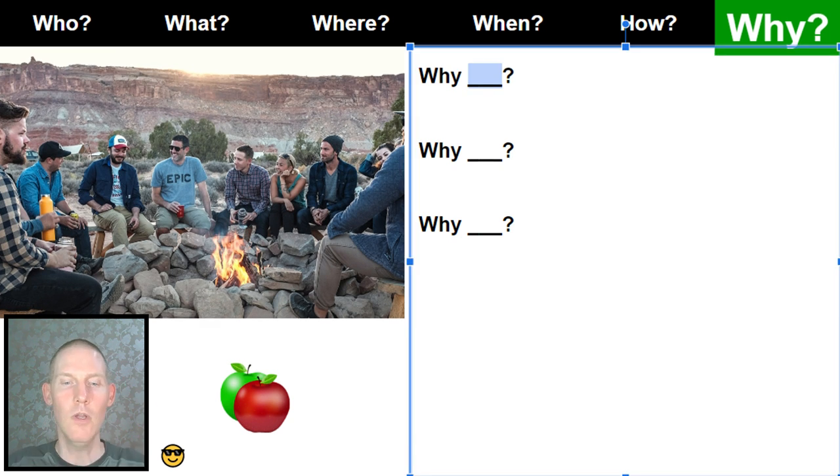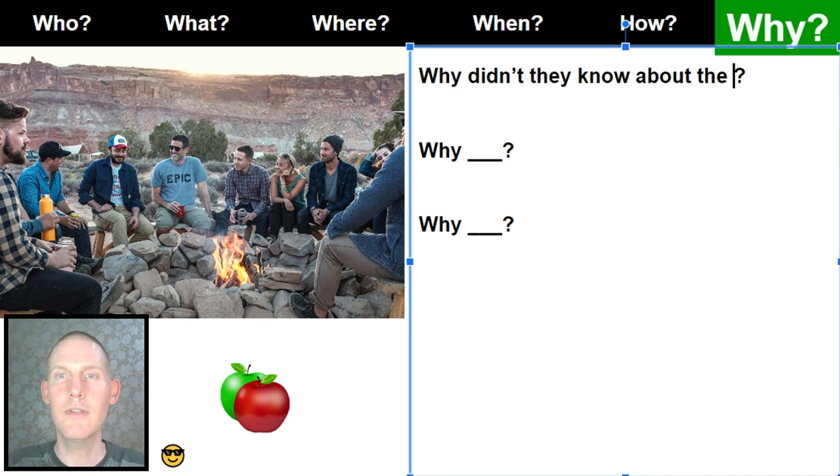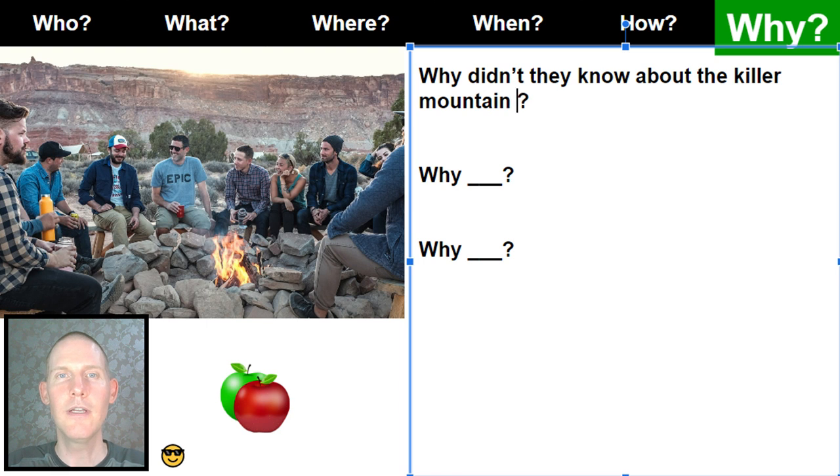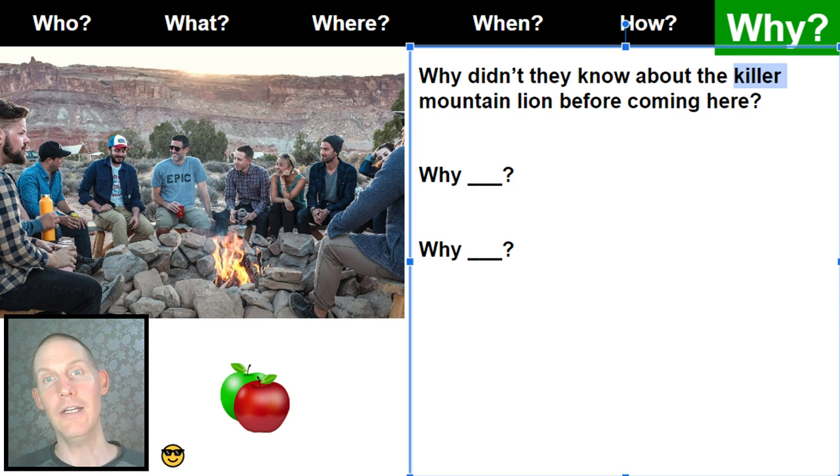Why didn't they know about the killer mountain lion before coming here? Ooh, killer, right? So the mountain lion must be ferocious. He attacks people and causes problems. All right. Ooh, here we go.